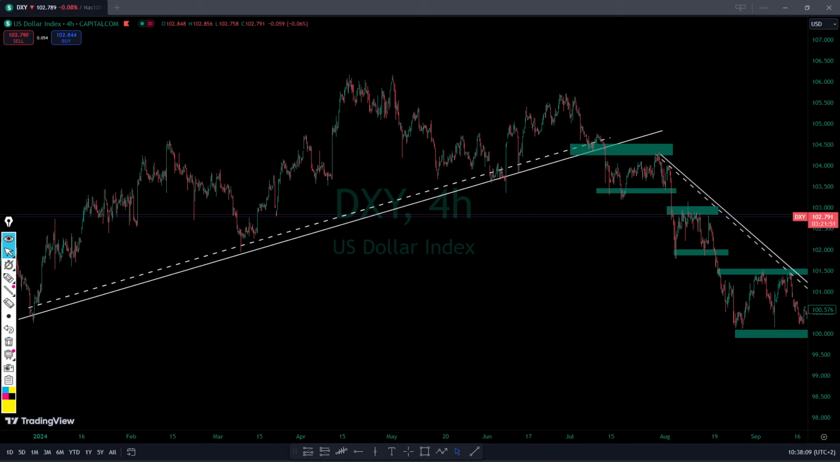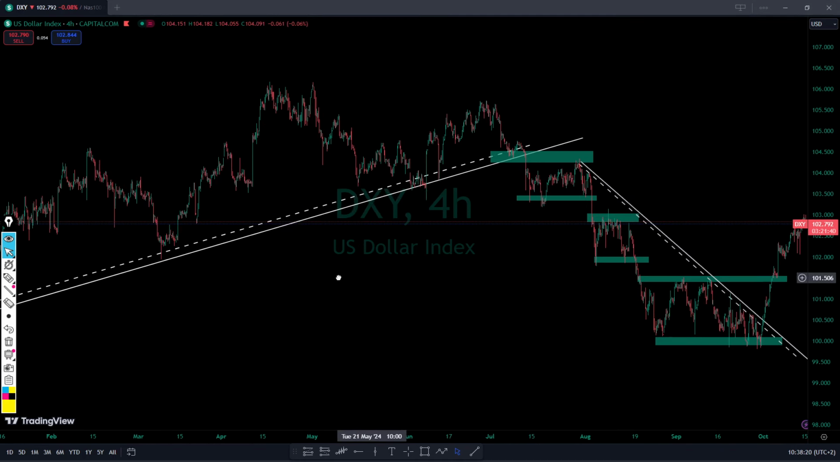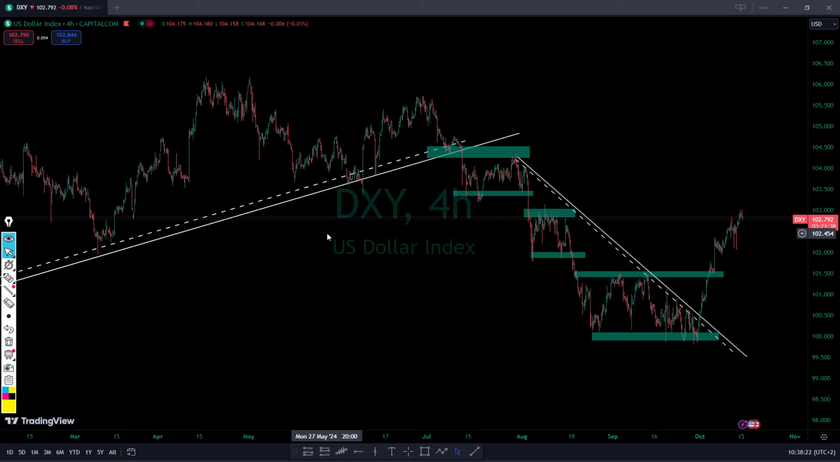So let's go straight to our daily analysis. It's Tuesday, and what's really happening on the market? We still see that the dollar index is still trying to recover, but when we check our economic calendar today, we don't really have any economic news from the US.